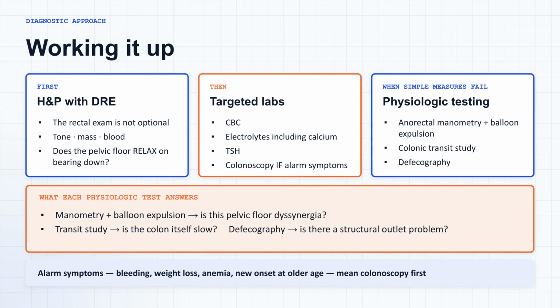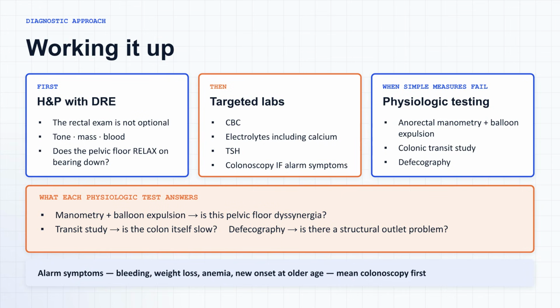The workup starts with the history and physical. And the digital rectal exam is not optional. It tells you about tone, about a mass, and about whether the pelvic floor relaxes when the patient bears down. For labs, consider a complete blood count, electrolytes including calcium, and a thyroid-stimulating hormone level. Get a colonoscopy if there are alarm symptoms.